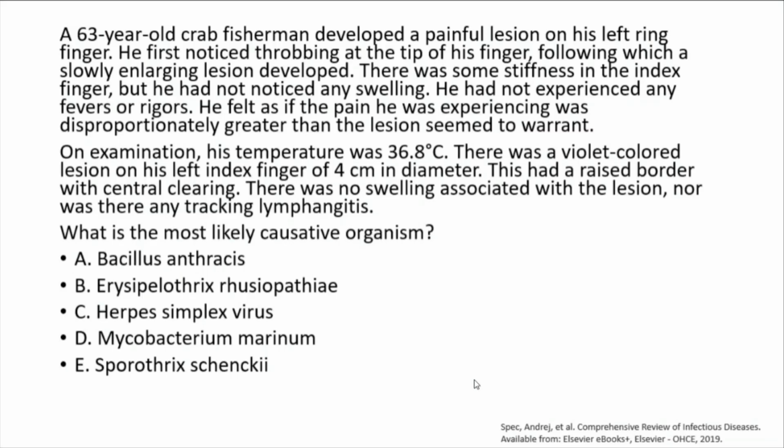On examination, his temperature was 36.8. There was a violet colored lesion on his left index finger of 4 centimeters in diameter. This had a raised border with central clearing. There was no swelling associated with the lesion, nor was there any tracking lymphangitis. What is the most likely causative organism?